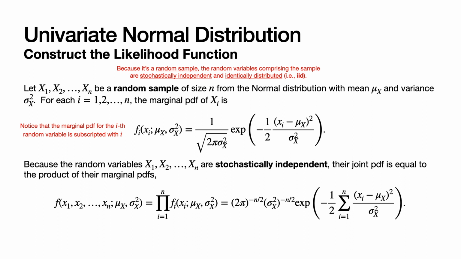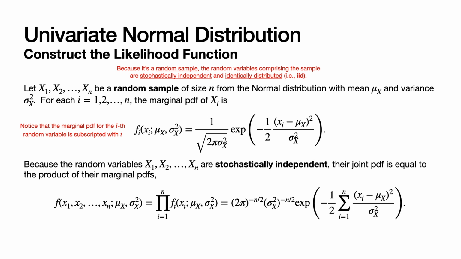Now notice that all of the x sub i's have the same expression for the PDF, the only difference being the argument x sub i. This reflects the fact that they are identically distributed. Now, because the random variables comprising the sample are stochastically independent, their joint PDF is equal to the product of their marginal PDFs.